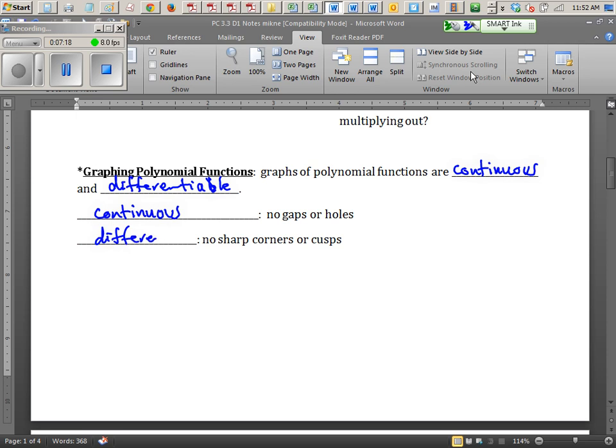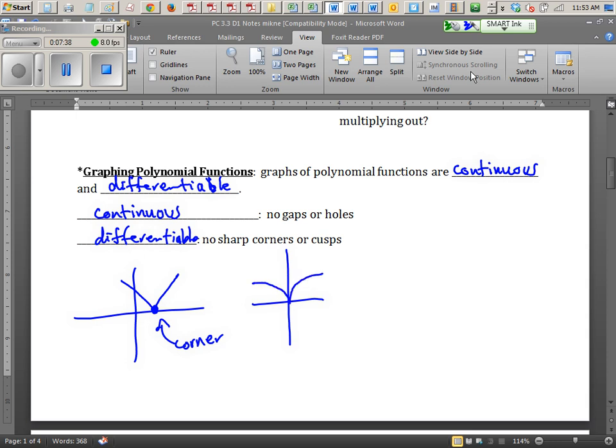What does differentiable mean? Differentiable literally means without corners or cusps. There are a few other things you need to know about it for next year, but we won't learn them this year. This is called a corner. For example, the absolute value function has a corner. And this is called a cusp. This is the graph of y equals absolute value x. That has a corner in it, even though it's continuous. You can draw it without lifting your pen, but it has a sharp turn.